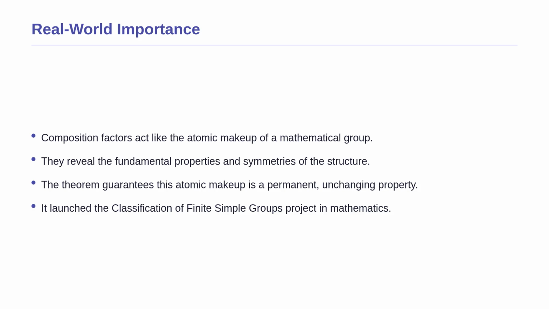Now that we have proven the theorem, you might wonder why this matters in the real world. Think of chemistry, where knowing the atomic makeup of a molecule tells you exactly how it will react. In mathematics, knowing the composition factors of a group tells you its fundamental properties and symmetries. The Jordan-Hölder theorem guarantees that this atomic makeup is a permanent, unchanging property.